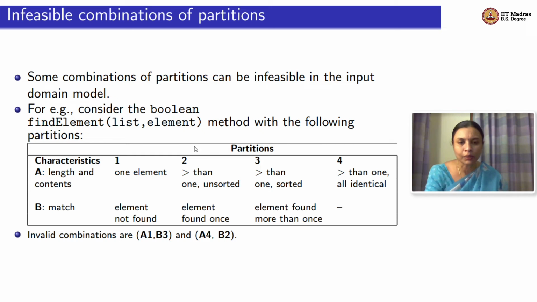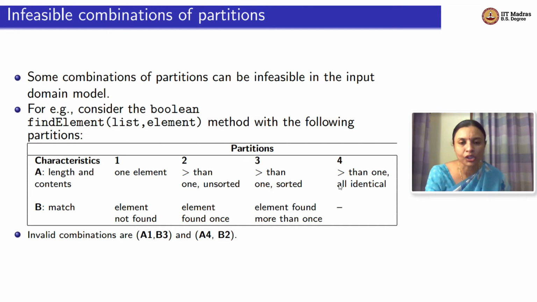That gives rise to the second partition. The third partition says the list has more than one element, but they are all in sorted order. The fourth partition says the list has more than one element, but the elements are just replicas. They repeat themselves. All of them are the same element. Just some choice based on the characteristic of the length of the list and some property about the elements that you can find in the list. Exactly one, more than one, unsorted, sorted, and identical.